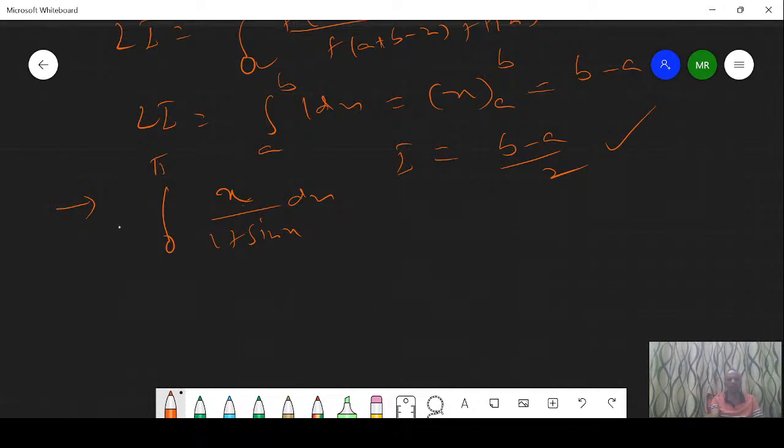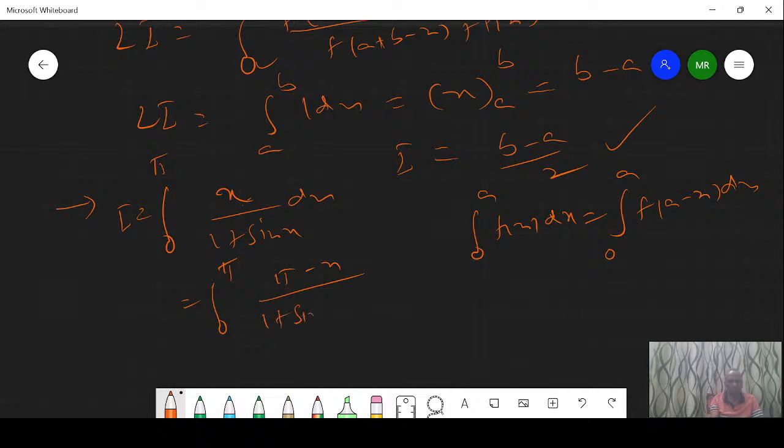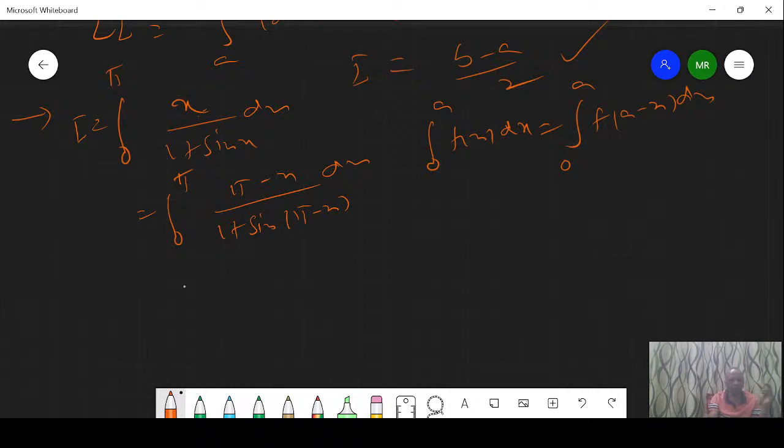What does the same concept mean? Let I is equal to. Replace x with pi minus x. Why? Because we know that integral 0 to a f of x dx is always equal to integral 0 to a f of a minus x dx. So use this one: pi minus x by 1 plus sine of pi minus x dx. I can use this, right? Now when I am taking this one, this will become integral 0 to pi, pi minus x by 1 plus sine x, because sine of 180 minus x will be sine x.